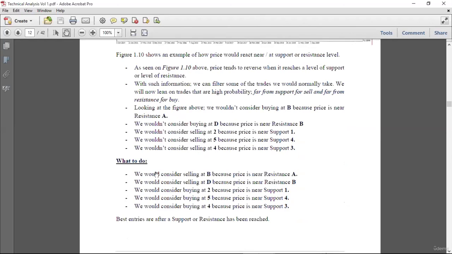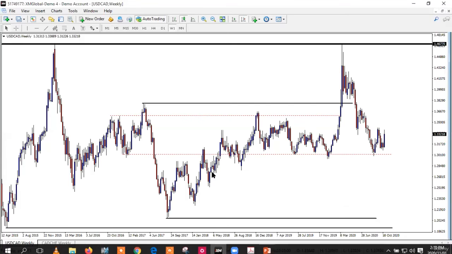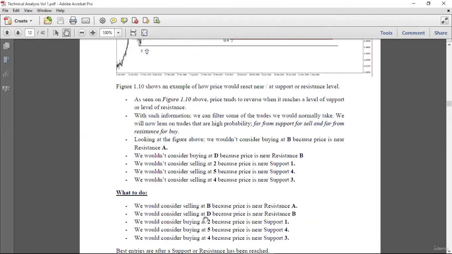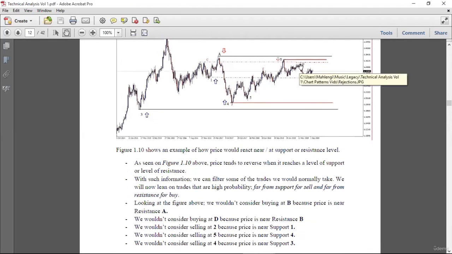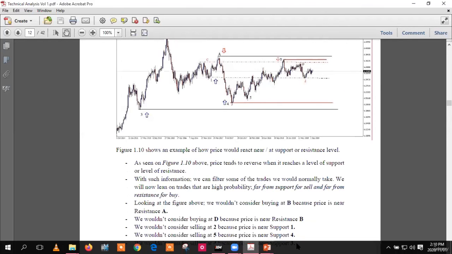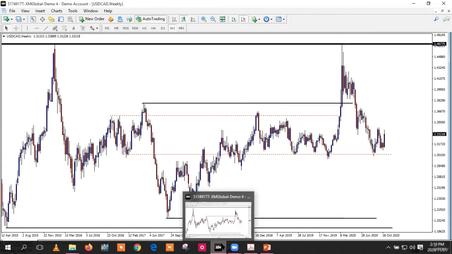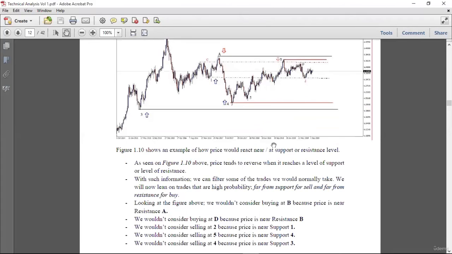So what do we do? We will consider selling at B because price is near resistance A. So we look at B and we look at resistance A. B is this. So we would consider selling here because we are close to A. We would consider selling at D because price is near B. D, we would consider selling around here because price is near that resistance. And if this is also a resistance, you would also look for selling trades here going down because it's close to another resistance that is formed there at the top, which price did react to. It didn't reach it, but there was a reaction going down again. It was close to that. So you wouldn't consider buying, you would consider selling.